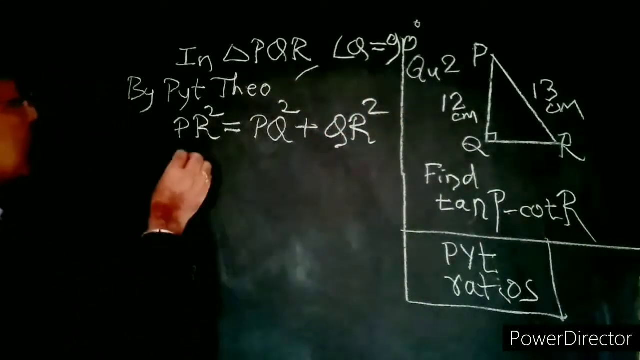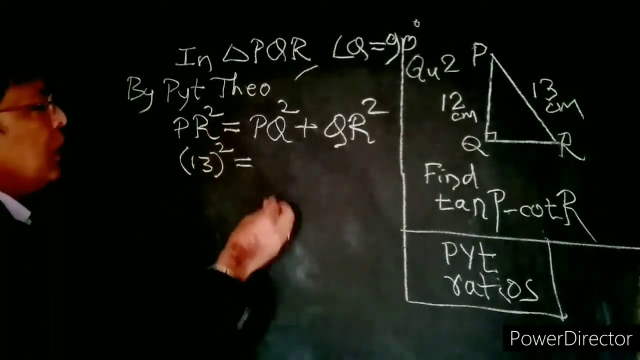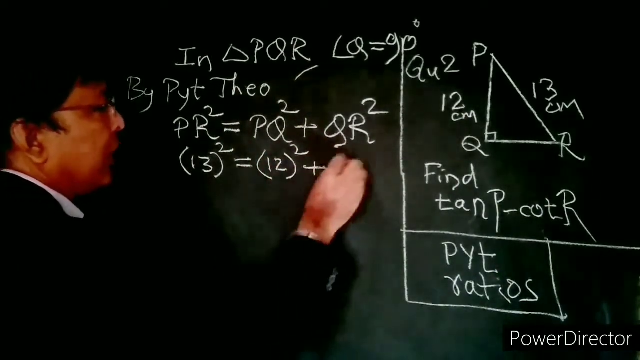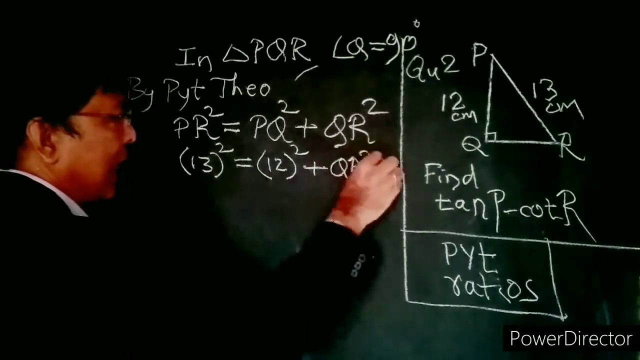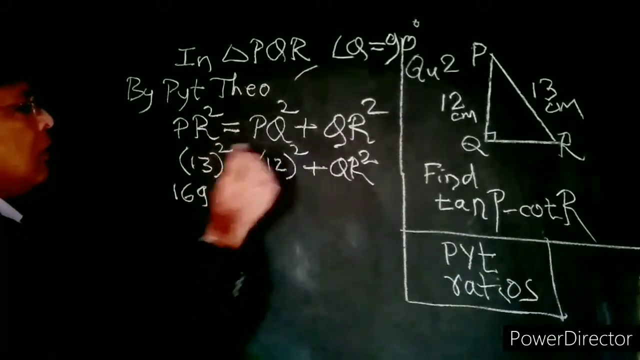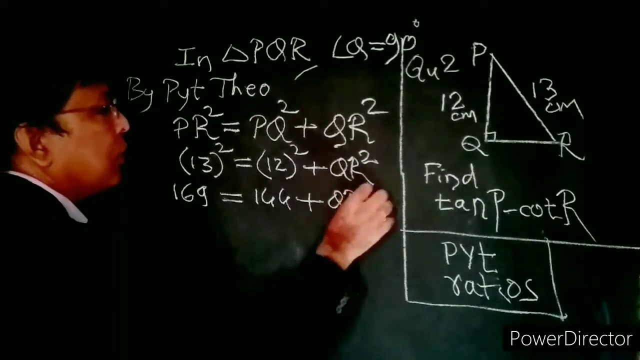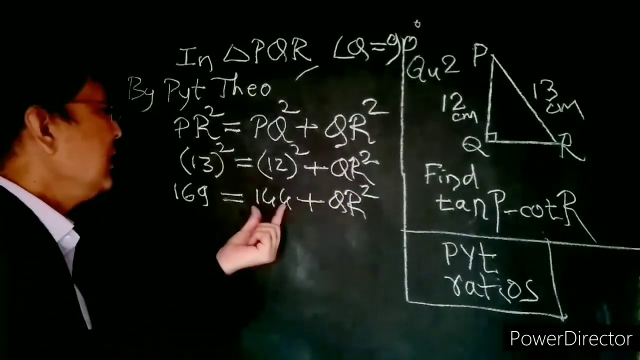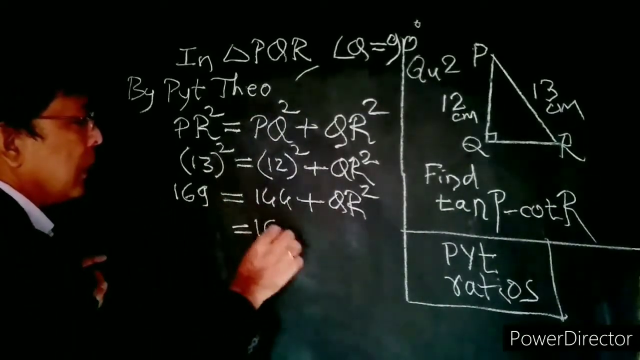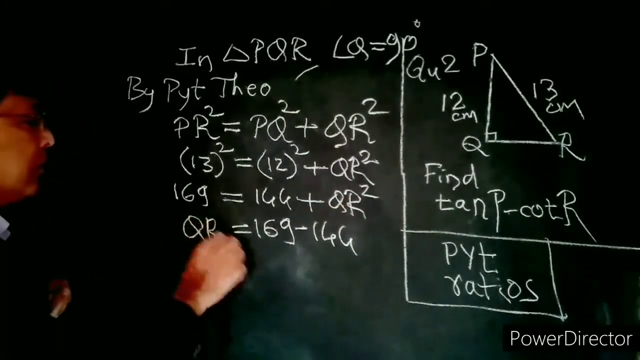Here PR square is 13 square, PQ is 12, that is 12 square. We have to find QR square. So I write as it is. 13 square is 169. 12 square is 144. We have to find QR square, so I shift this 144 to this side. That becomes 169 minus 144. That means QR square.